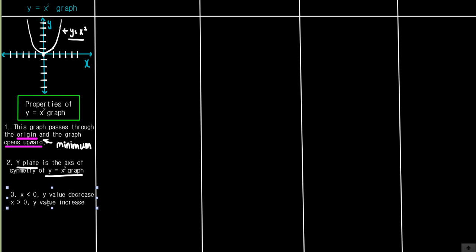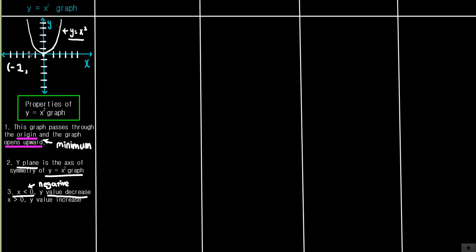And let's think about a third property. For the third property, when the x value is less than 0, the y value decreases, and when the x value is greater than 0, the y value increases. So let's think about when the x value decreases. When the x value is less than 0, which means the x value is negative, the y value decreases, and we can actually prove that. Let's think about when the x value is negative 2.